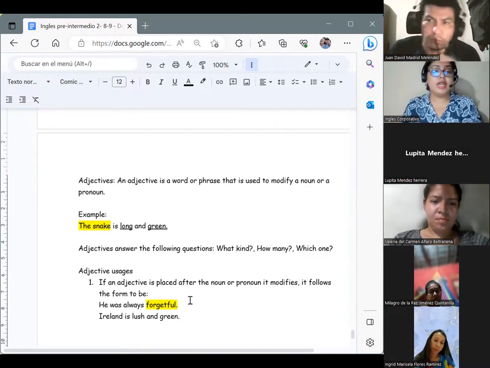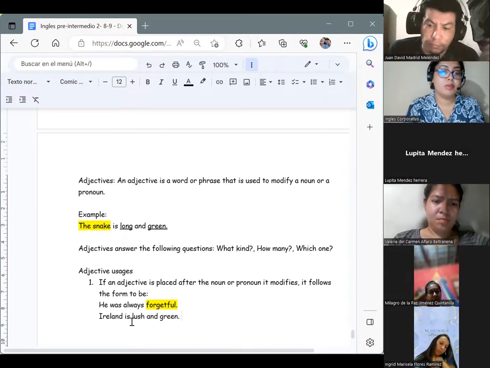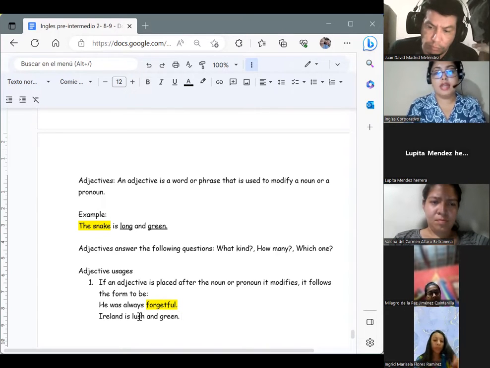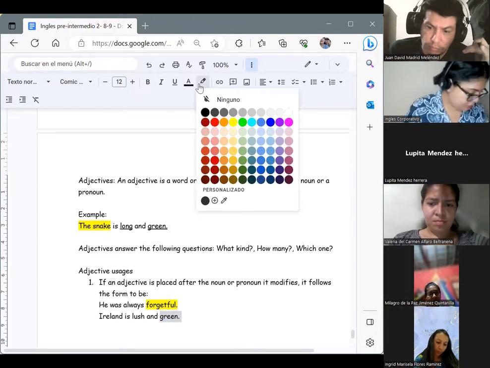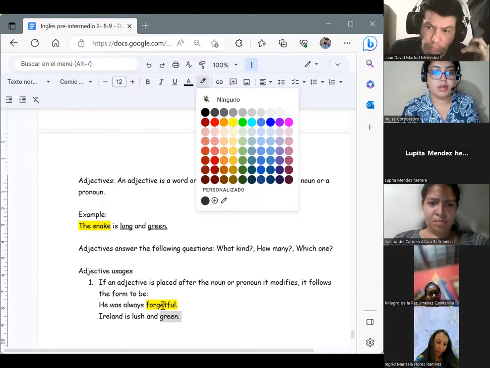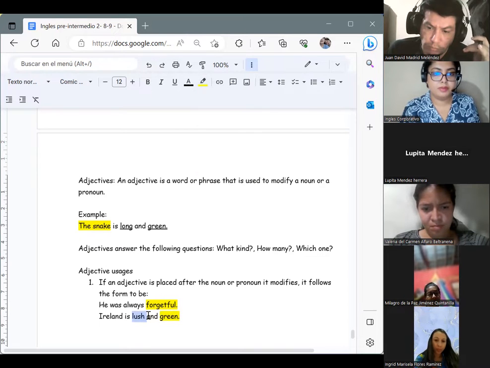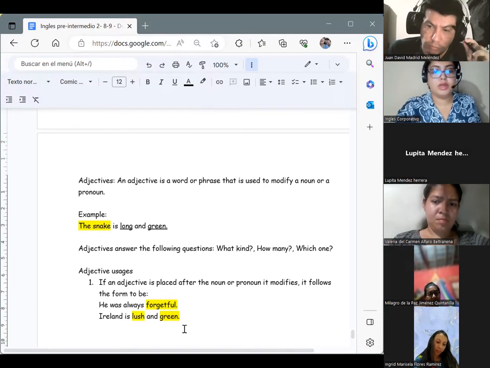Entonces, ahí si se fijan, lleva Ireland is, lleva la forma del verbo to be, igual que en el primero. He was forgetful. Ireland is lush and green. Ahí estamos modificando la palabra island. In that case. So I'm going to mark this one and this one. Okay, number two.